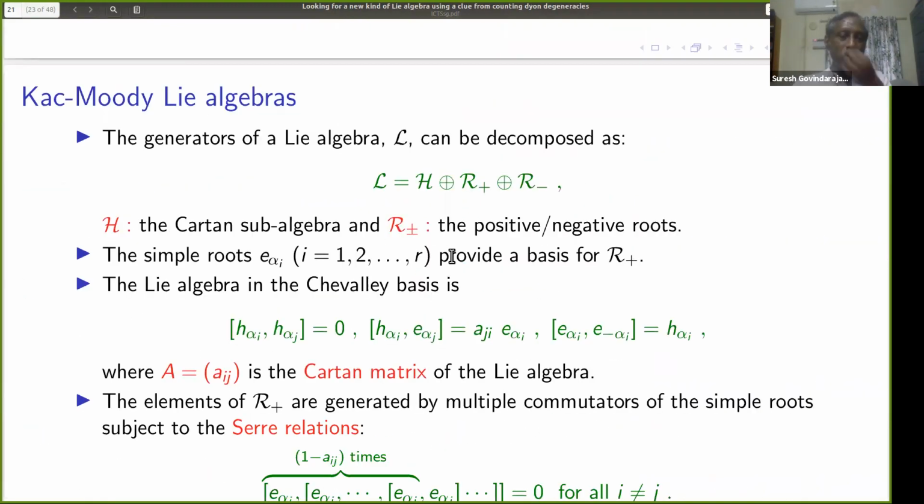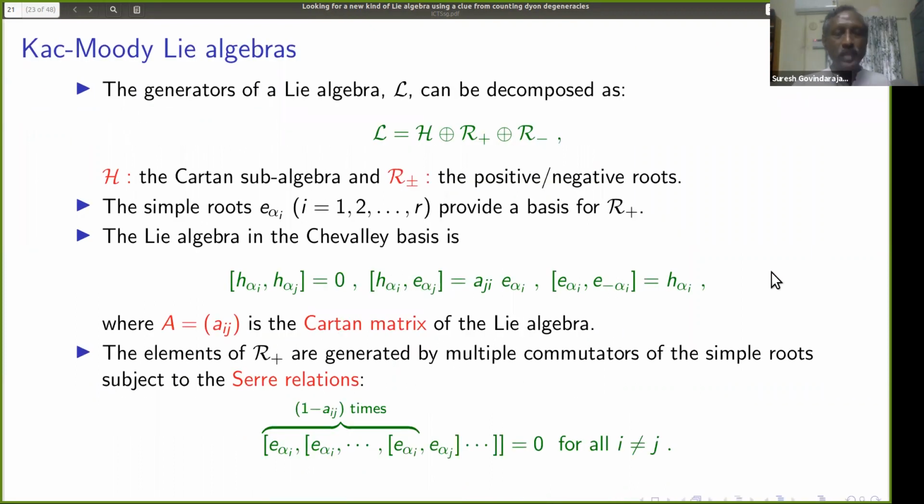So first thing, let's understand what Kac-Moody algebras are. The idea is that the generators of the Lie algebra can be decomposed, the usual Cartan-Weyl decomposition, into H, which is the Cartan subalgebra, and R plus and R minus, which are positive and negative roots. The simple roots, if it's a rank r algebra, there'll be alpha 1, 2, 3, 4 up to alpha r. They will provide a basis for R plus, and the root lattice is obtained by thinking of the alphas as vectors in some r-dimensional space, and you take all integer coefficients in front of them, and you get a lattice.